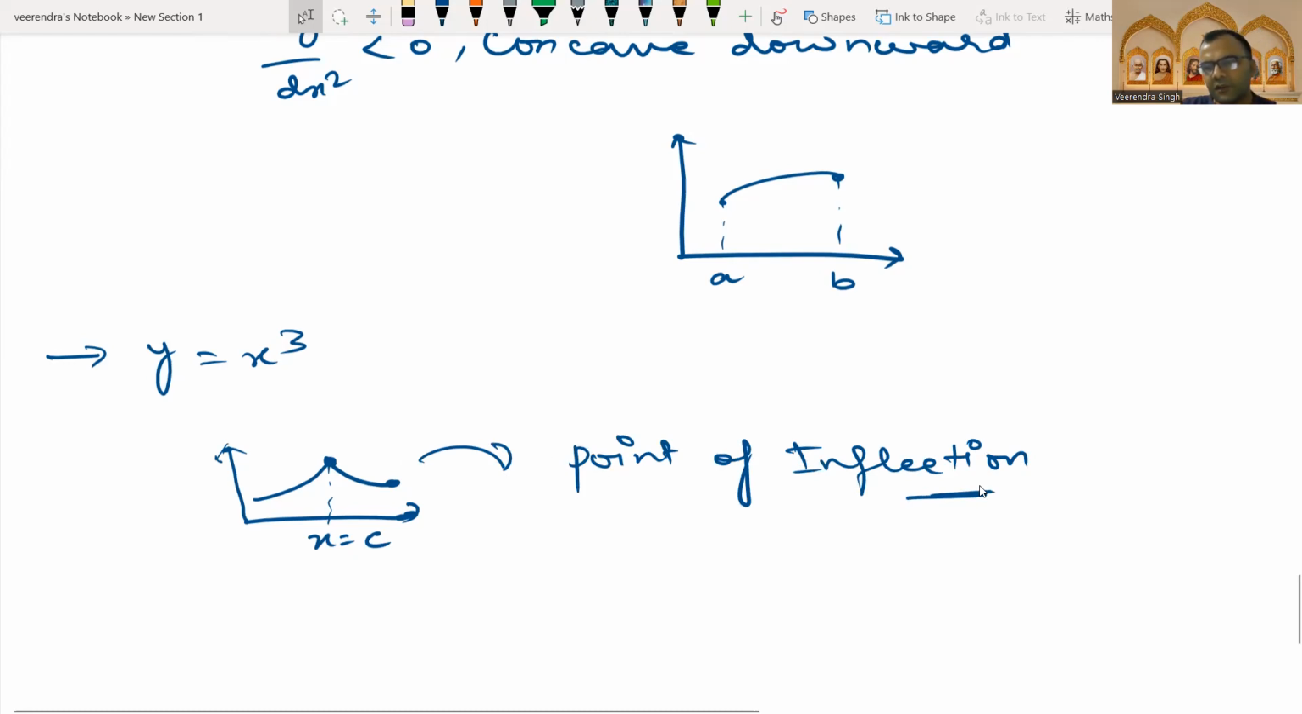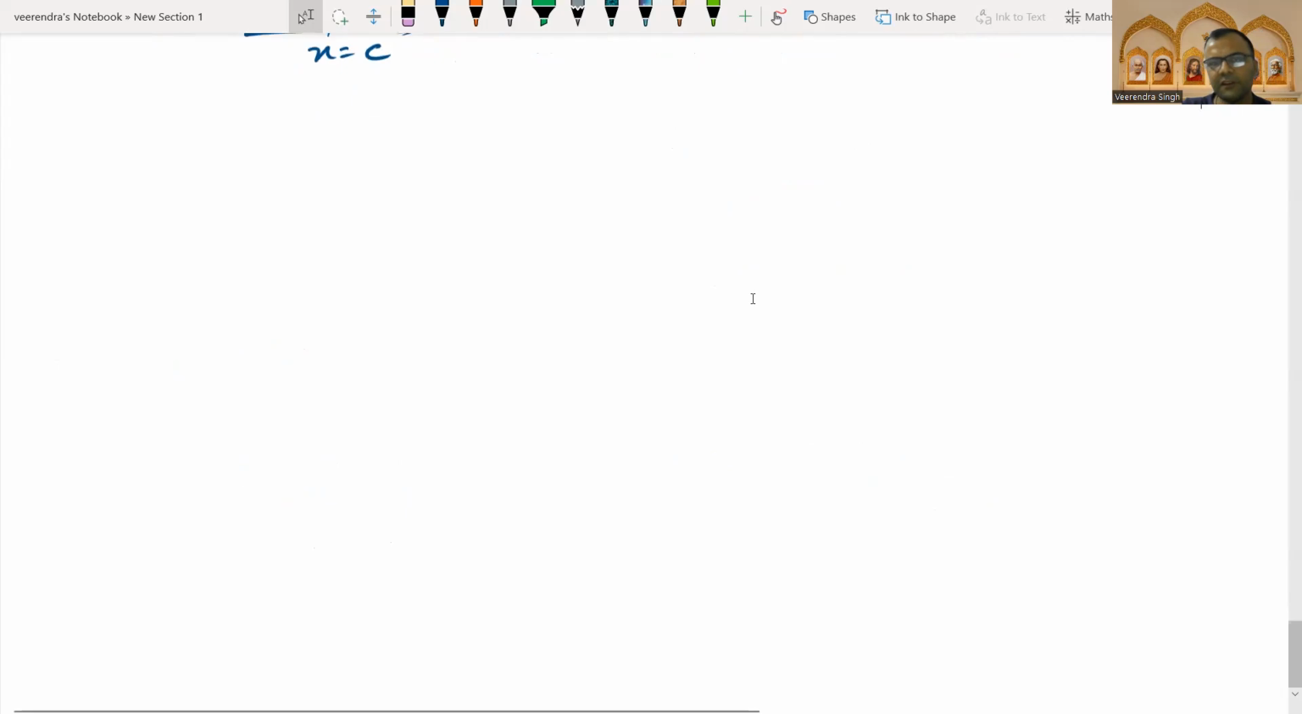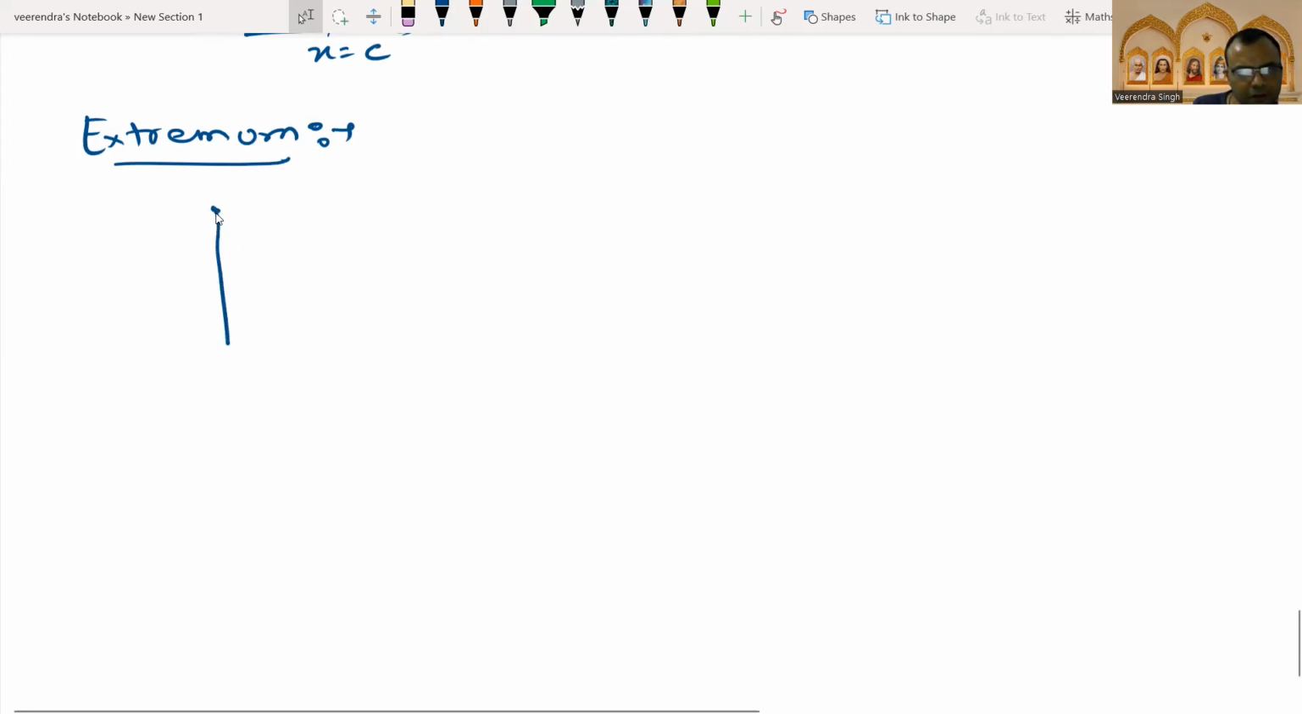Now we try to understand what is the extremum. So how we define local maximum, local minimum, and all these things with the help of first order derivative, second order derivative, nth order derivative. So we will discuss now extremum, local maxima, and local minimum. First we will try to understand with the help of a curve. Suppose we have a curve like this for f of x.